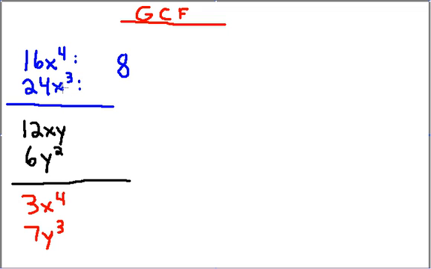X to the third is a factor of x to the fourth, because x to the third times x to the first is x to the fourth. So what you do here is you take your variable, here x, and then you take the degree of it that's the smallest. What's the smallest? X to the fourth or x to the third? Well, x to the third is.